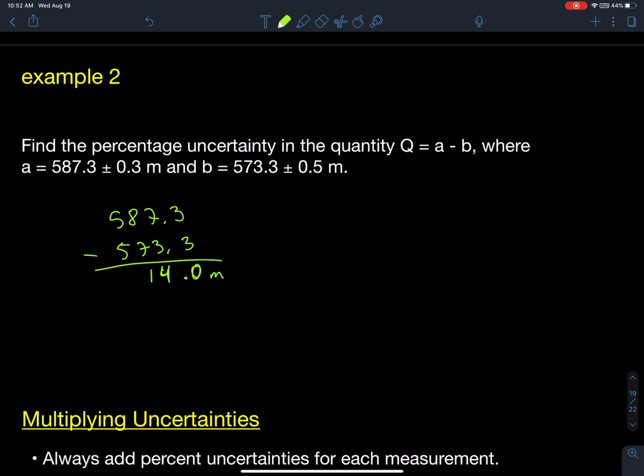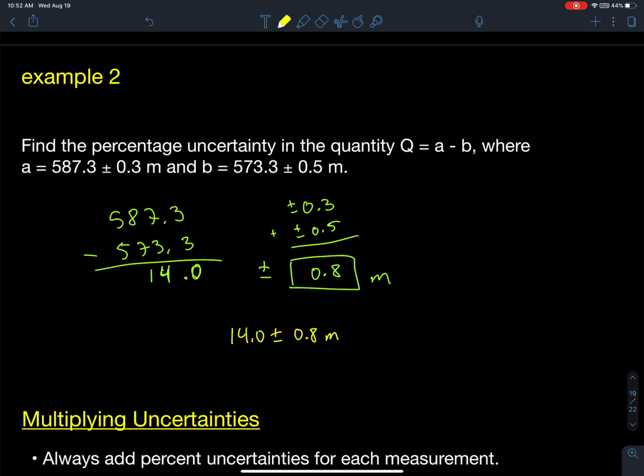And then if I want to do the uncertainty part, the absolute uncertainty, which I'm looking for here, is going to be 0.3, and I have to add 0.5, which is going to be 0.8. Okay, so my absolute uncertainty is 0.8, and this is 14 meters. I'm just going to erase this, and then I would put that over here. So my final calculated value is 14.0 plus or minus 0.8 meters.